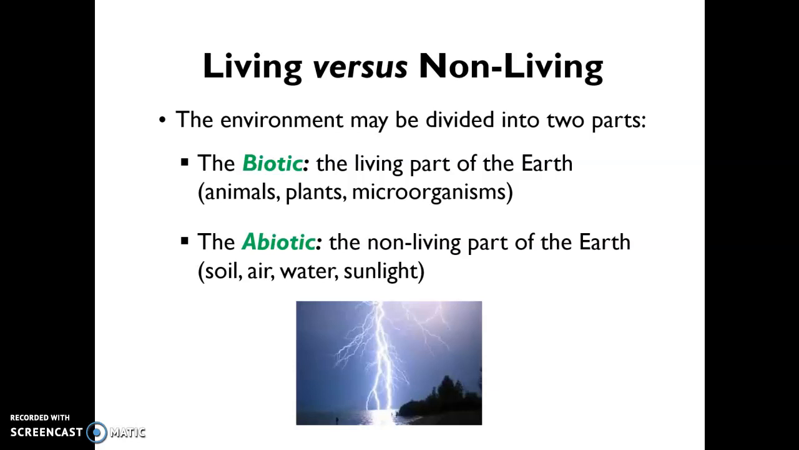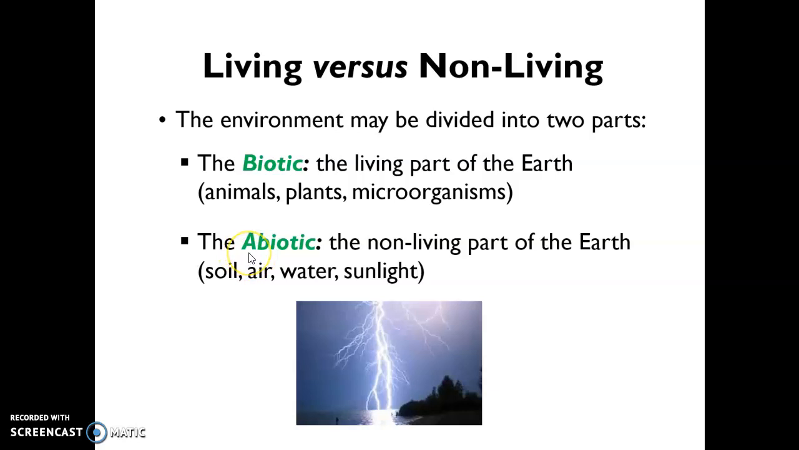One example of an abiotic part of the earth that is not listed here is shown in the diagram, and that's lightning. In addition, you could further break up water into things like humidity, the water that's in the air, salt water, fresh water, sunlight, temperature, any of those types of things that are not part of the living part of the earth are called abiotic.